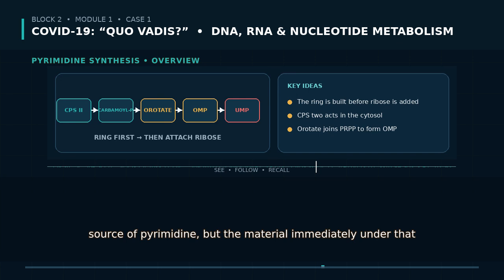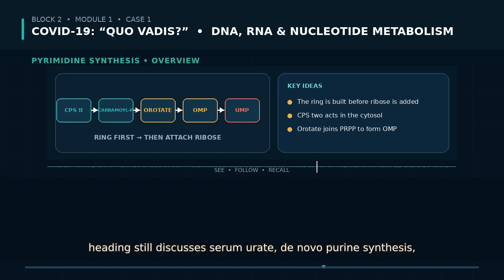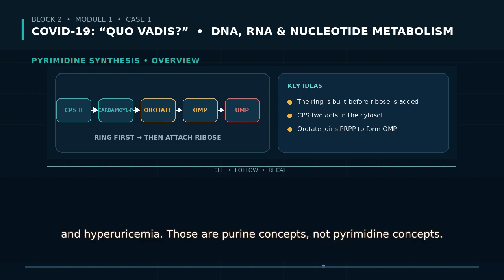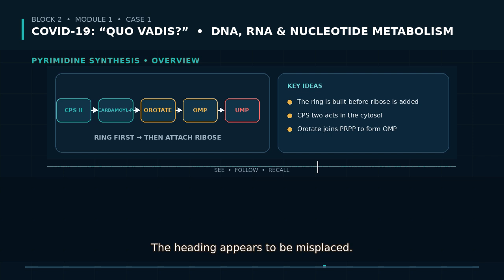Step 1. Formation of carbamoyl phosphate. Cytosolic CPS2 combines glutamine, bicarbonate, and 2 molecules of adenosine triphosphate to produce carbamoyl phosphate. Glutamine supplies nitrogen 3 of the future pyrimidine ring. Bicarbonate supplies carbon 2. The reaction also produces glutamate, 2 molecules of adenosine diphosphate, and inorganic phosphate.